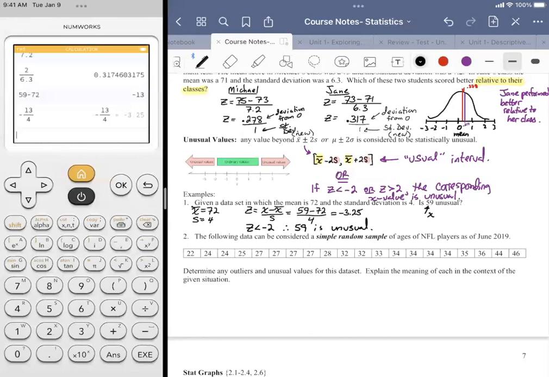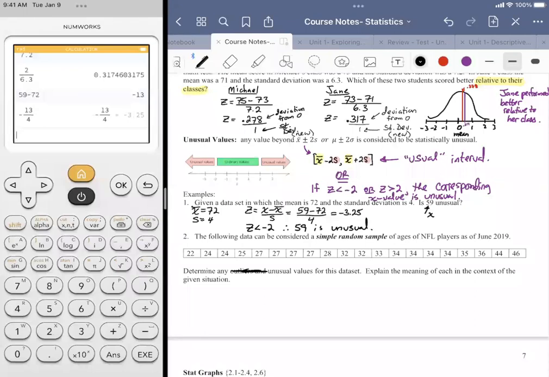And so the last one we'll do before we switch over to the tech assignment is number 2, obviously, because it's the last one. The following data can be considered a simple random sample of ages of NFL players as of June 2019. All right, so it's old data, but it still gets the point across. A typo, it should be determine any unusual values, not outliers. We're not doing outliers here. And then explain the meaning in the context of the situation.